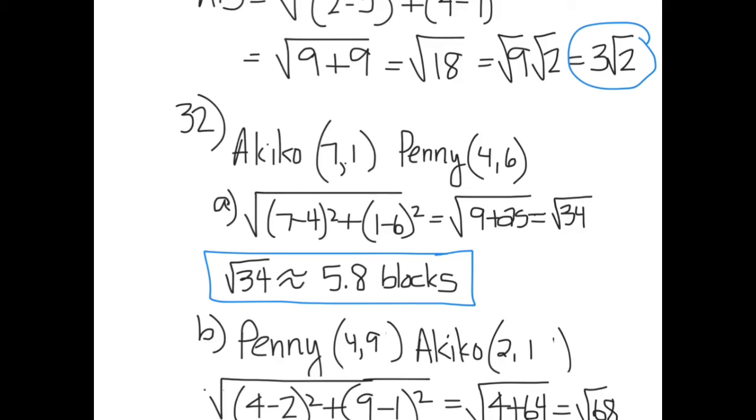Now, it said, suppose that Penny moves 3 blocks north. North is a vertical direction, and it's moving upward. So the y-coordinate on Penny's original had to get changed by 3 units up. So Penny's new coordinate is 4, 9 instead of 4, 6. But then it says Akiko is going to move 5 blocks west. West is to the left, so his x-coordinate is going to be decreased by 5. So his new coordinate is the ordered pair 2, 1. When I use the distance formula, I find out that the distance between Penny and Akiko is now the square root of 68, which is about 8.2 blocks.